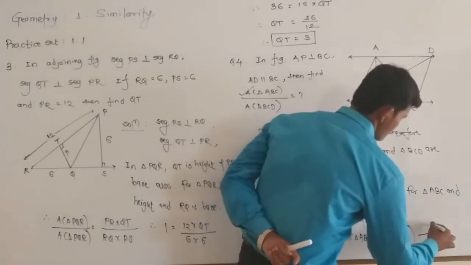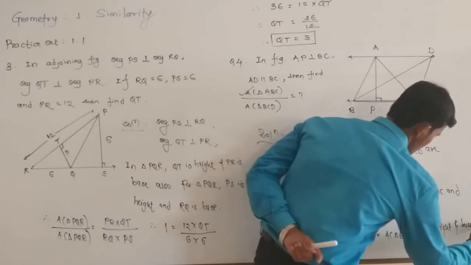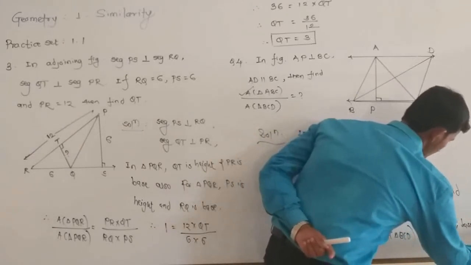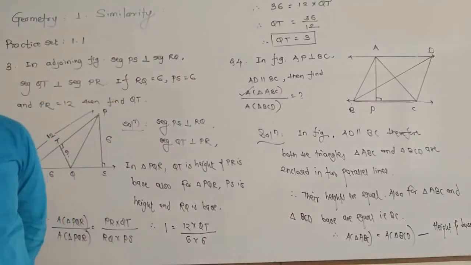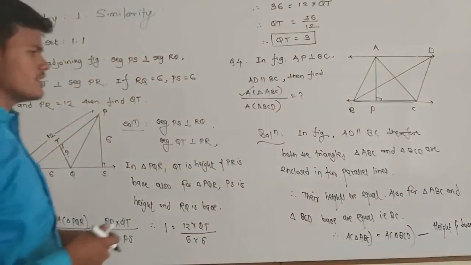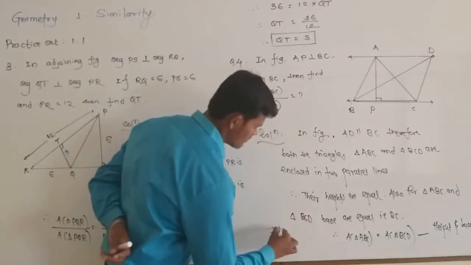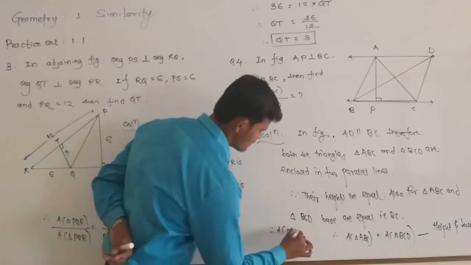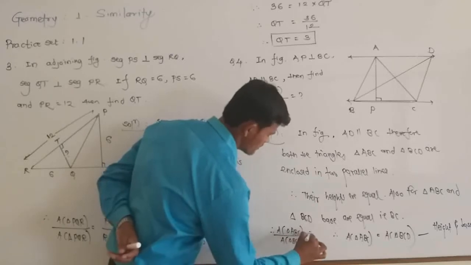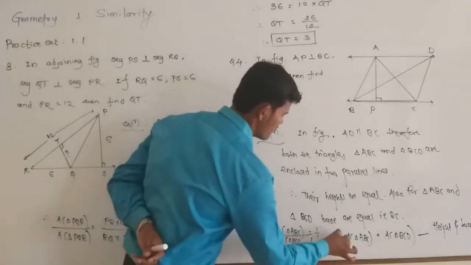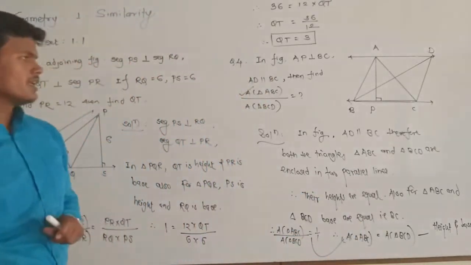If heights and bases are equal, then their areas are also equal. So the ratio of the area of triangle ABC to BCD is 1:1. That is, area of triangle ABC to area of triangle BCD is equal to 1/1. That's why we get the area of triangle ABC is equal to the area of triangle BCD.